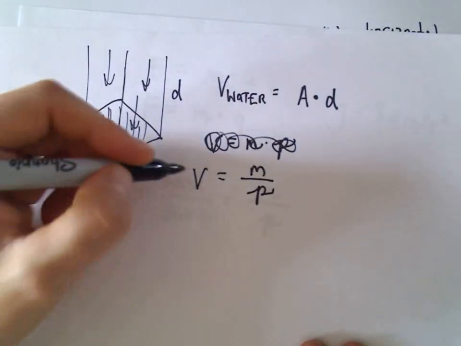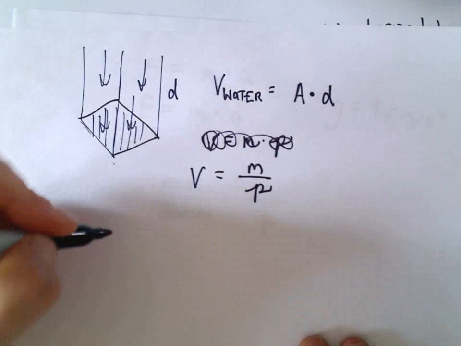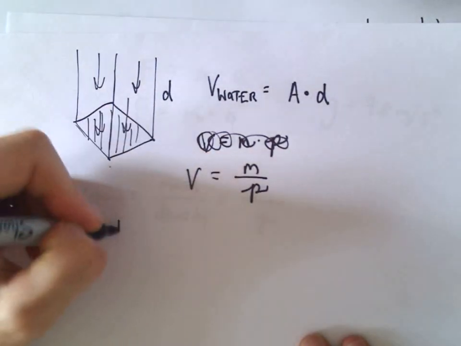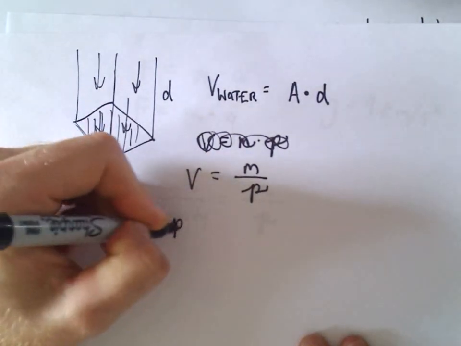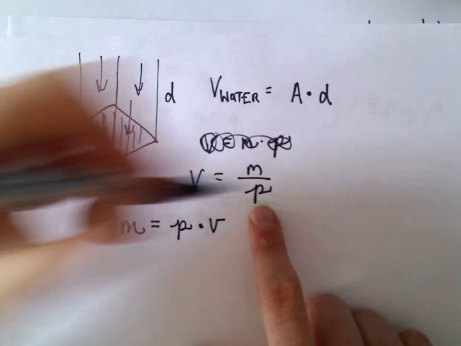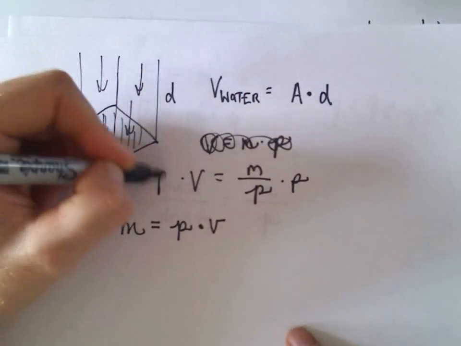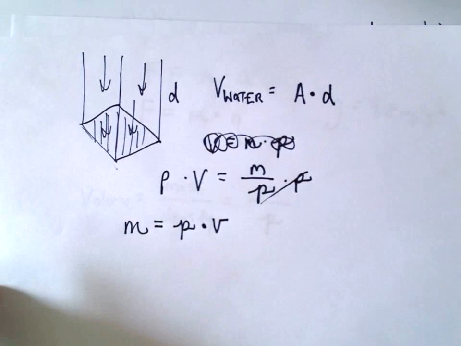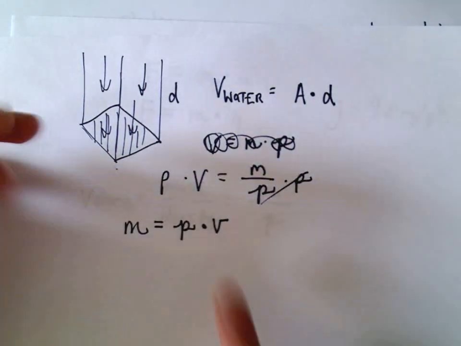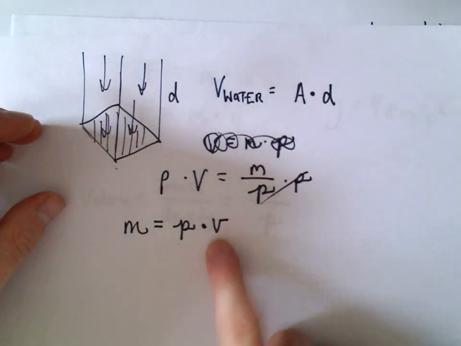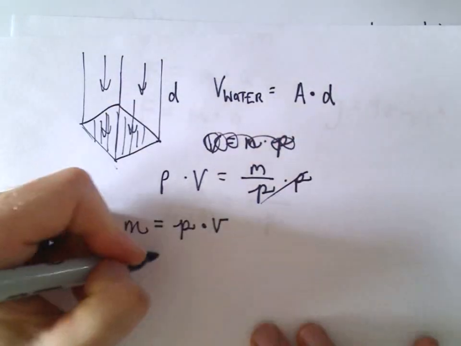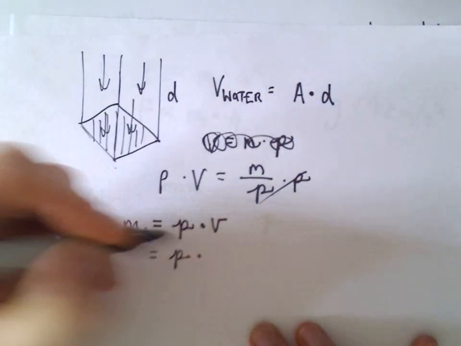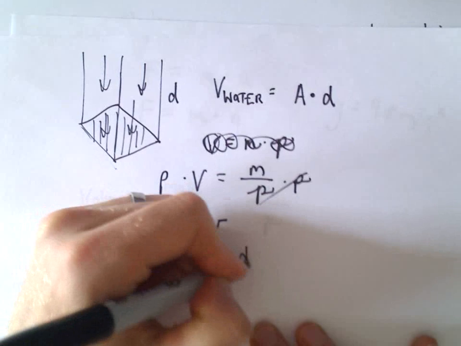Well, again, we said force was mass times acceleration. So if we solve here for the mass, that means the mass is going to be the density times the volume. I'm just multiplying both sides by my density here. Okay, so mass is density times volume, but we just said that the volume of the water is going to be the area of the plate times the depth.